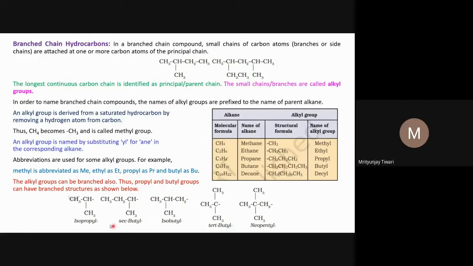So we know the isopropyl can also be there. So people also write iPr. They write it with a left superscript i, and then Pr.